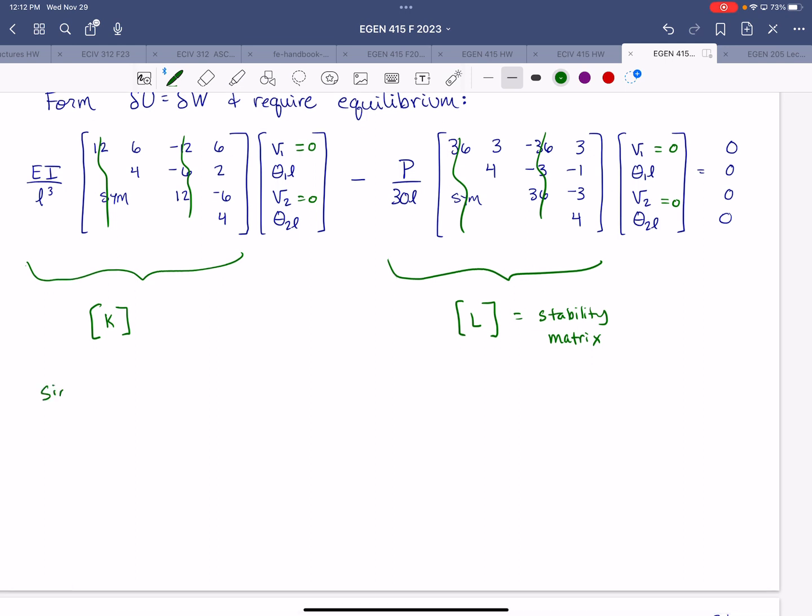Since the right-hand side represents applied external transverse forces and moments.